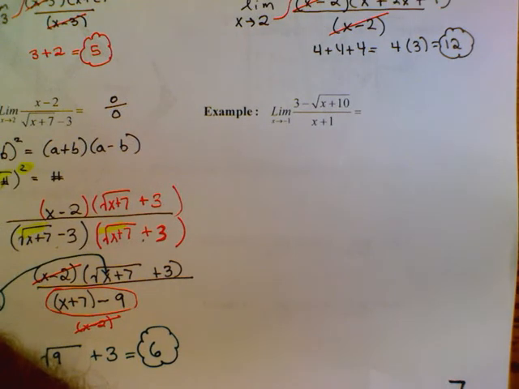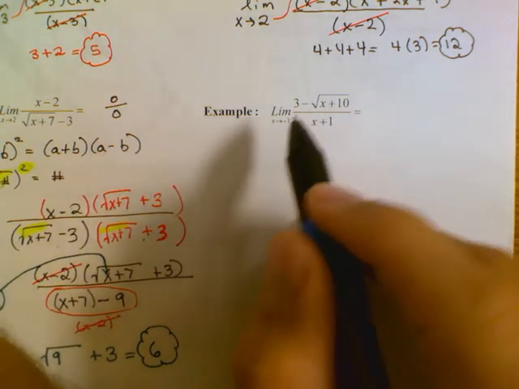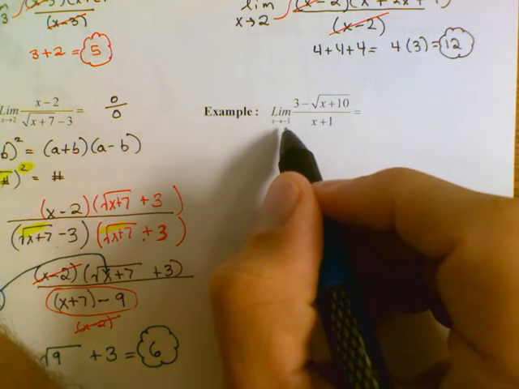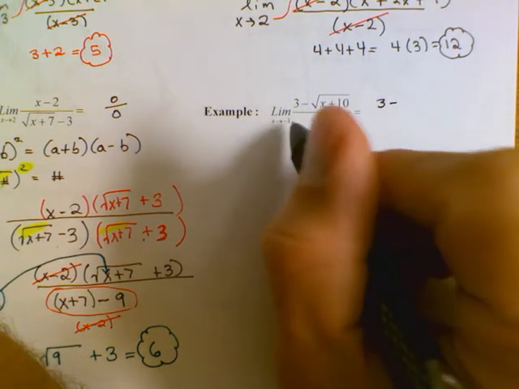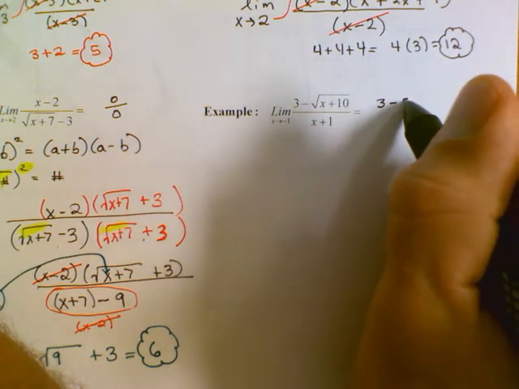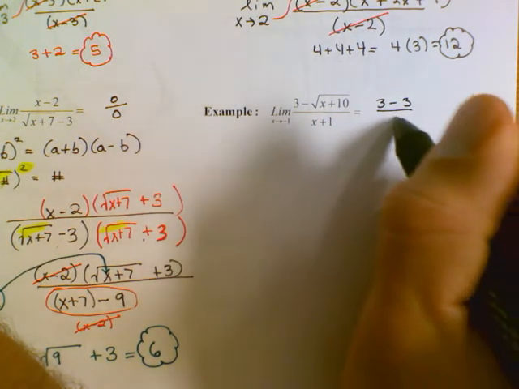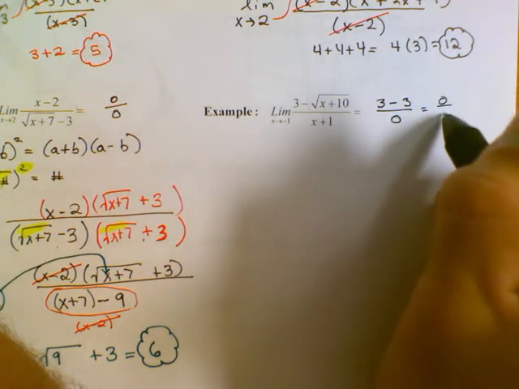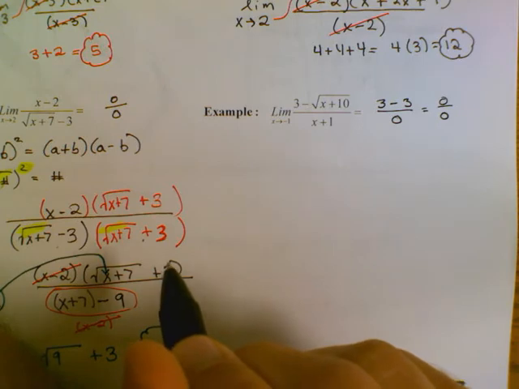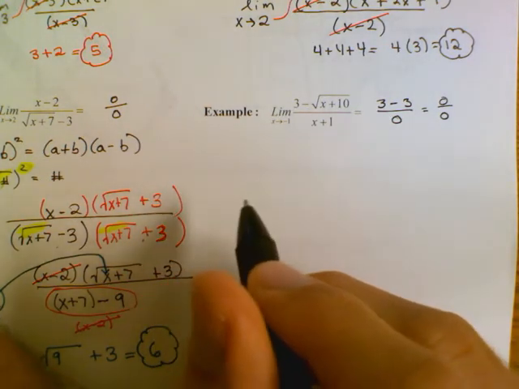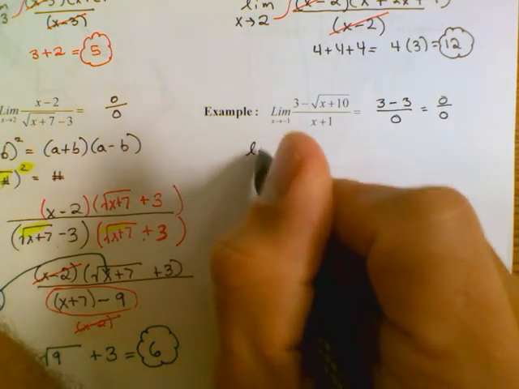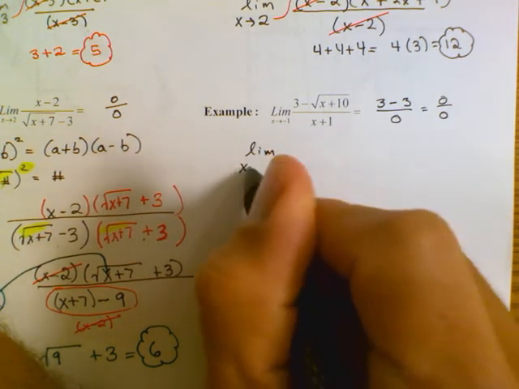Okay, so this example looks pretty similar to the last example. Let's plug in the negative 1. That'd be 3 minus the square root of 9, so 3 minus 3 over 0. So we're getting this 0 over 0 thing. We can't factor it. Definitely looks like a rationalizing problem. But this time we're going to be rationalizing the numerator, and that happens often.